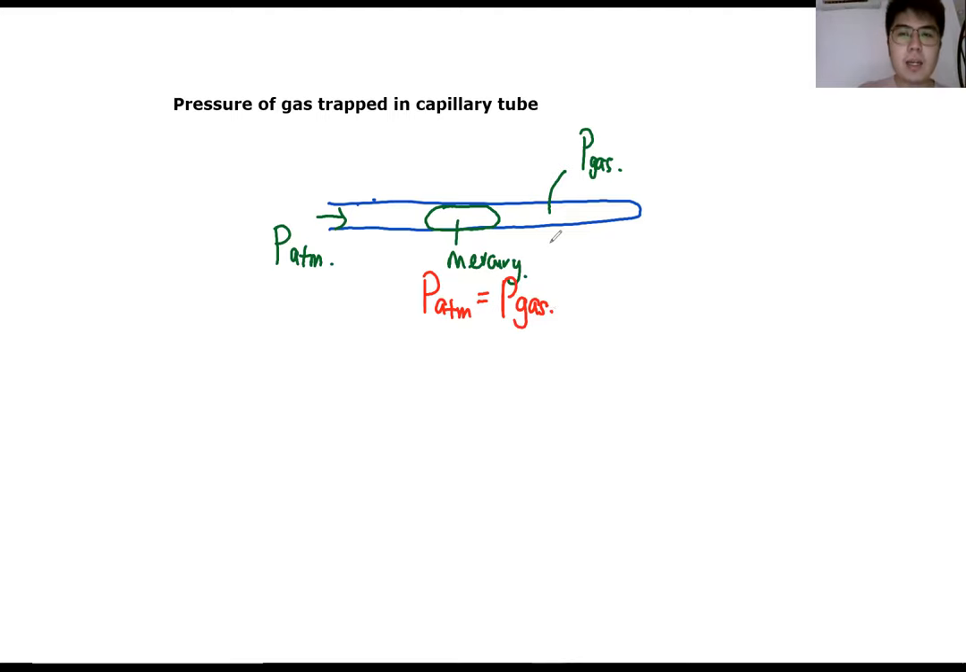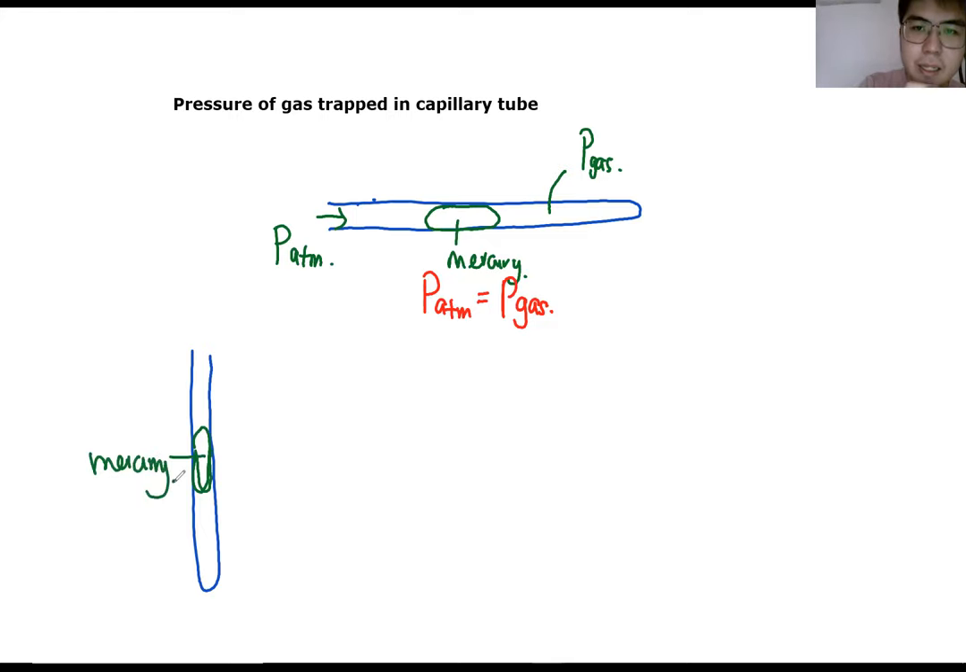Now, what if I put it upright? What if I put it upright like this? If you put it upright and then you wait for a few seconds until the drop of mercury becomes still, let's say it's somewhere here. And this is the mercury.